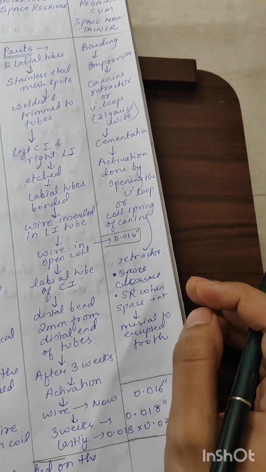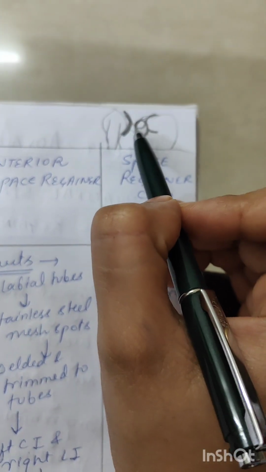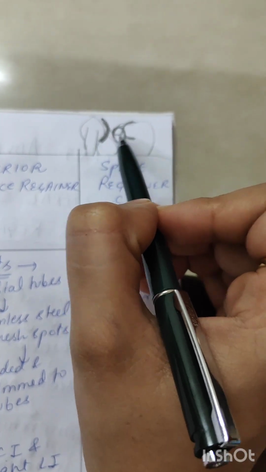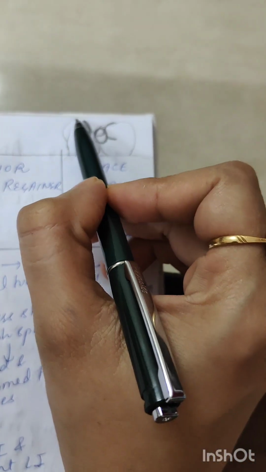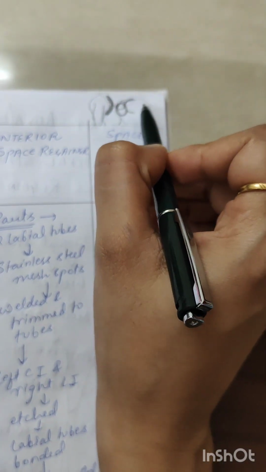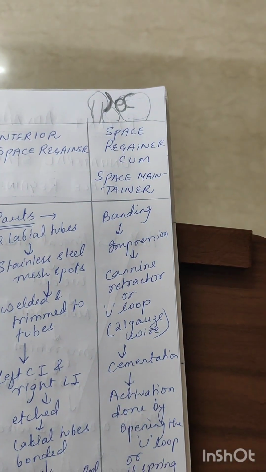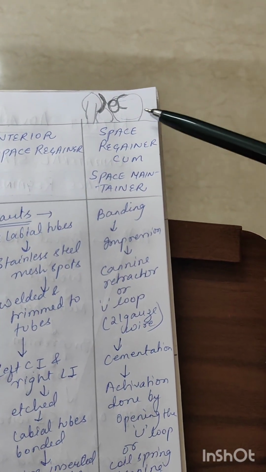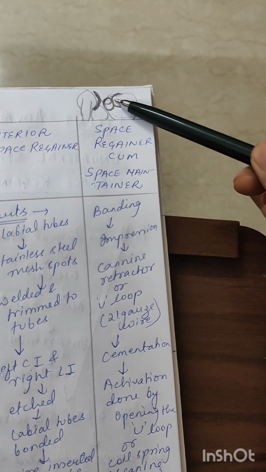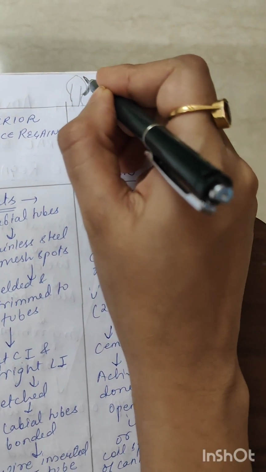When do we use this space regainer? When the space is present mesial to the erupted tooth. So here this is the canine, and this tooth has come here, so we will use a canine retractor here, and this will push. We can use a canine retractor or an open U-loop, and when we activate it, it will provide a distal pressure.